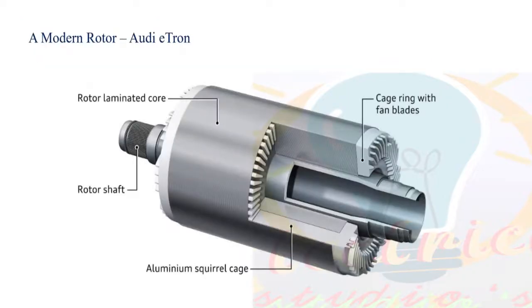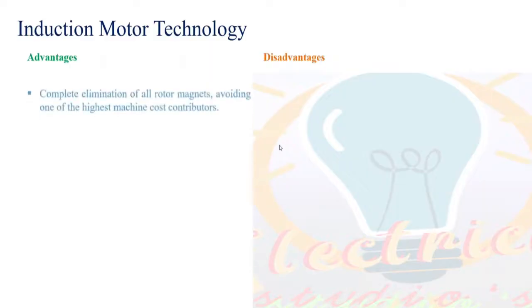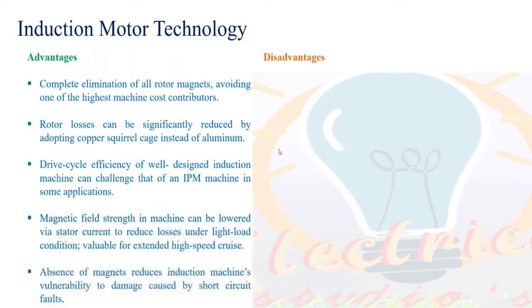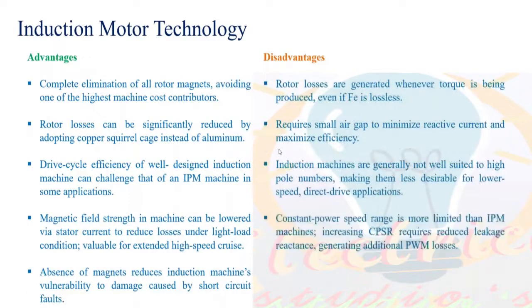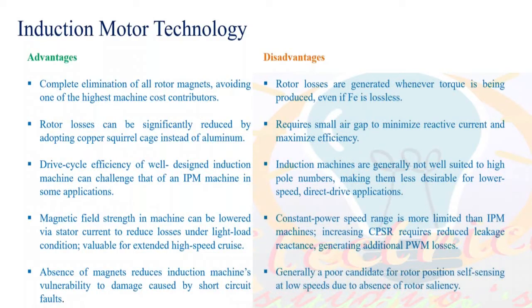So the change is mainly here: we don't use any permanent magnets, we don't use any windings. Basically, they use very thin laminated steel sheets on the rotor side. And let me go deeper. Let's understand the differences that these motors have brought compared to the PMSM.